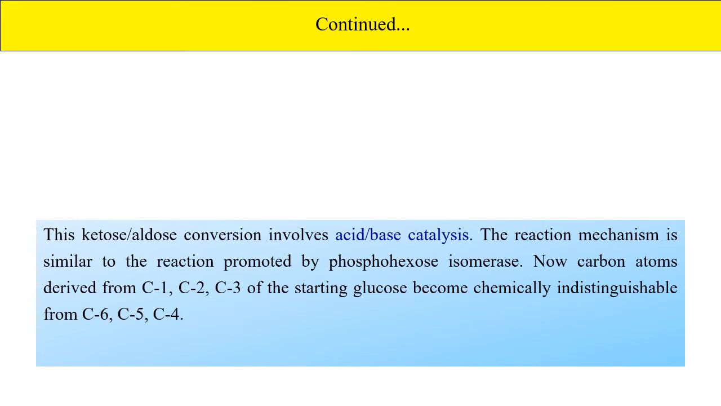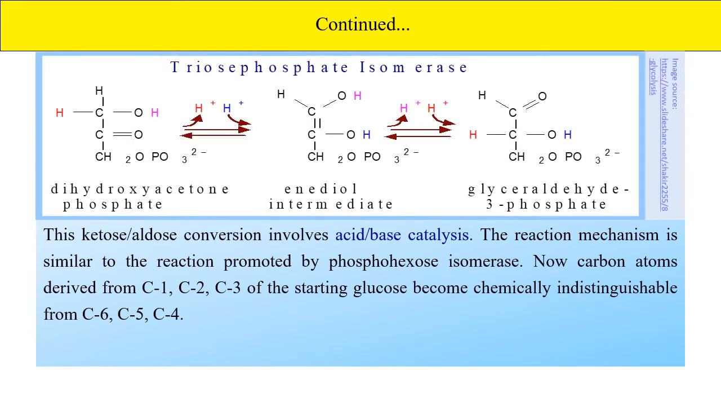This ketose-aldose conversion reaction involves acid-base catalysis. This mechanism is quite similar to the reaction that is catalyzed by the enzyme phosphohexose isomerase. Now, the carbon atoms which are derived from positions 1, 2, 3 of the starting glucose now become chemically indistinguishable from positions 6, 5, and 4.